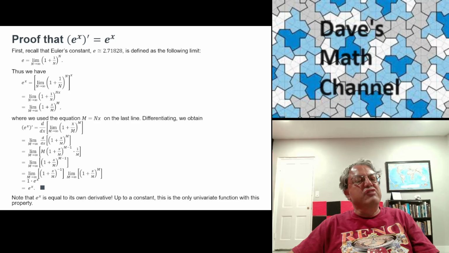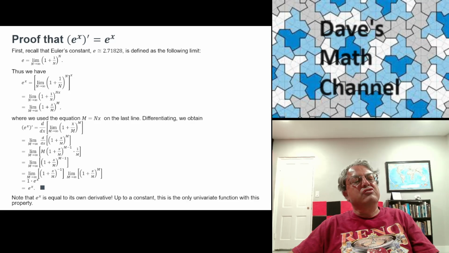So that means e to the x. We can just take this limit, which is our definition of e, and raise that to the power x. And you know that when you exponentiate twice, that's like multiplying the exponents. So we can rewrite e to the x as this new limit: the limit as n goes to infinity of 1 plus 1 over n, all raised to the power nx.